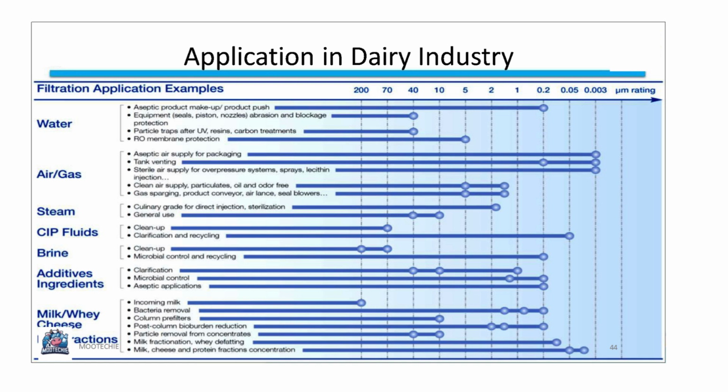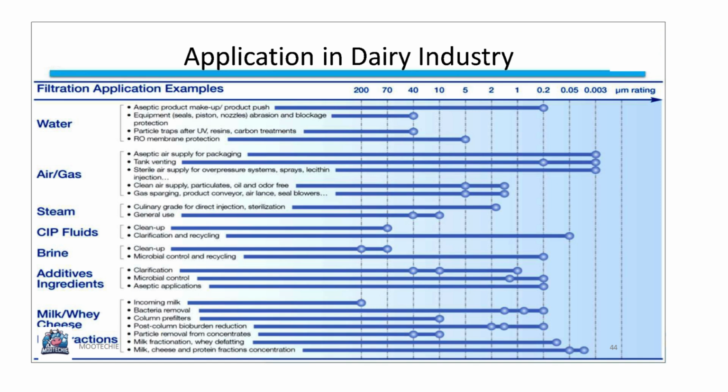The applications extend to other areas as well. For water, filtration provides protection for equipment like seals, pistons, and nozzles from abrasion and blockage. It acts as a particle trap after UV resins and carbon treatments and protects RO membranes.